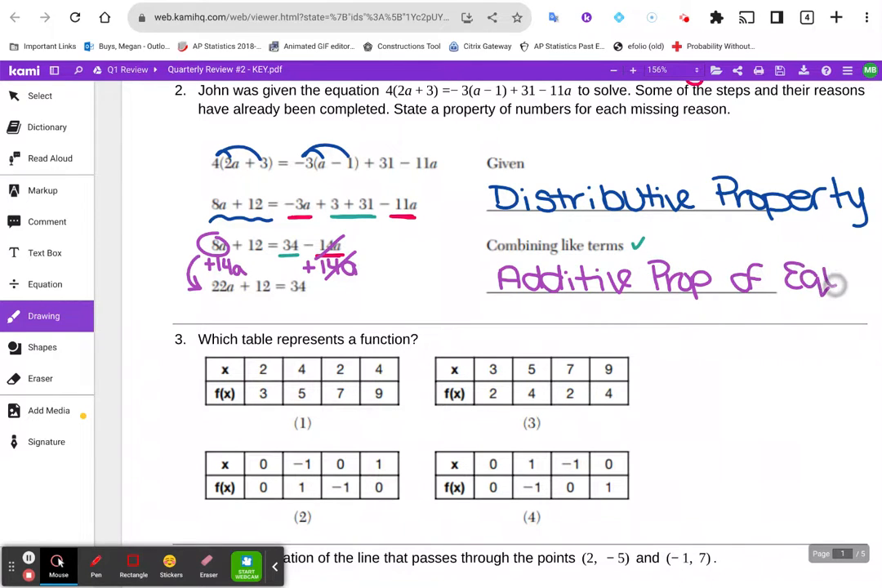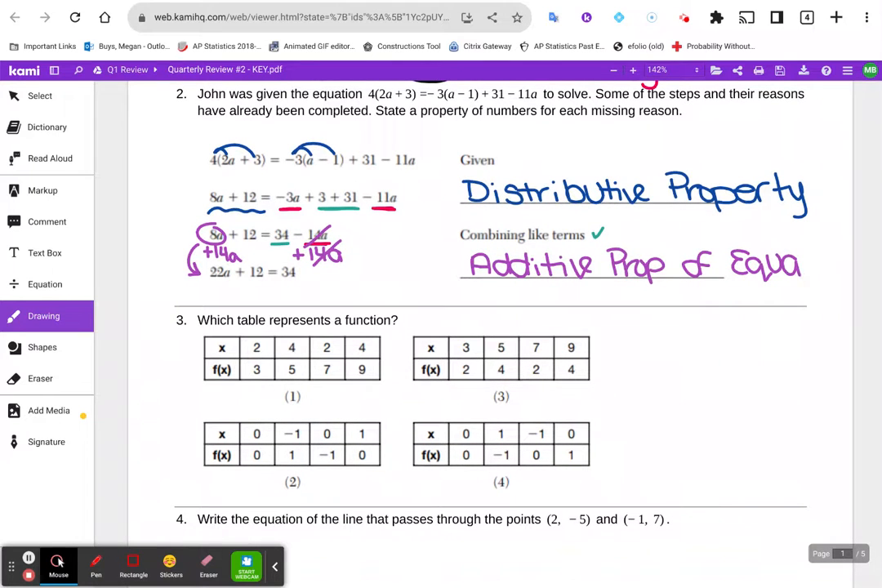Now that's the formal name. If you said the addition property or just said that you added 14a to both sides, I think they would still allow that. But the formal name is the additive property of equality. It's basically that I'm adding the same thing to each side of the equal sign so that I can have a on one side, so I'd be setting up to solve. And that would be it.